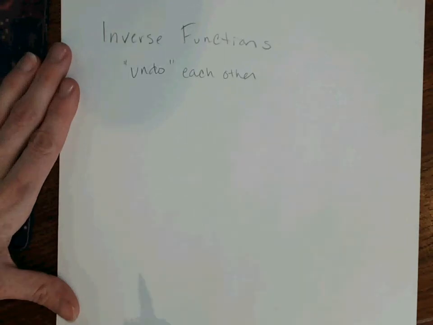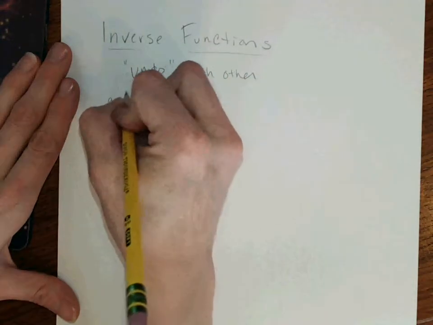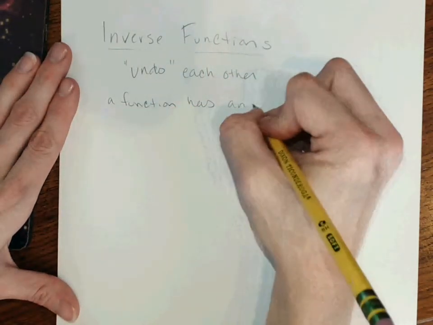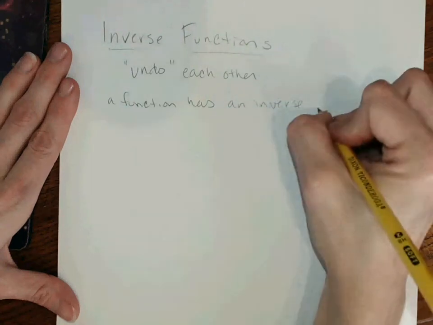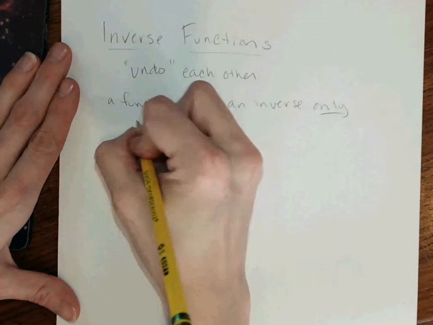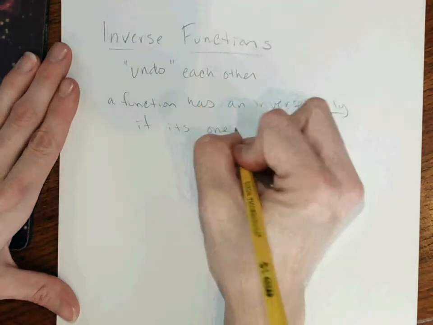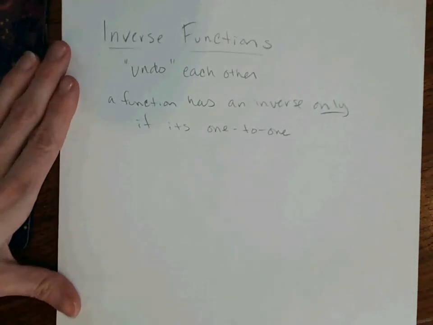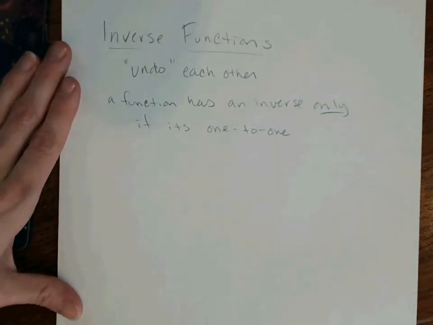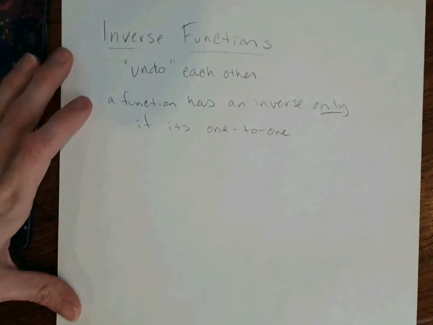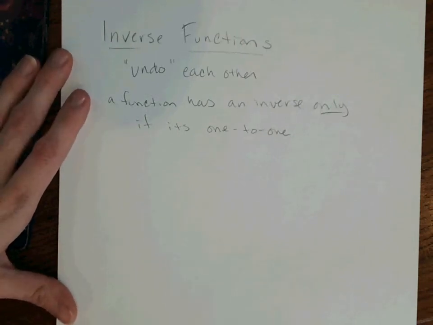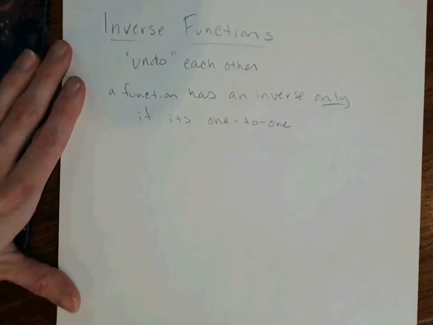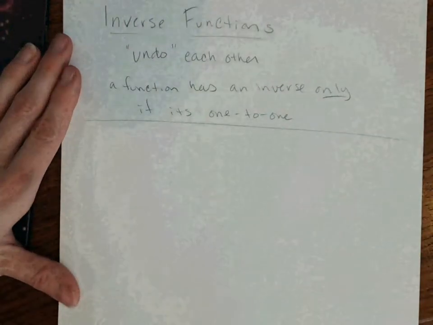We looked at one-to-one functions because a function has an inverse only if it's one-to-one. If I have a one-to-one function, then I can find the inverse, and my inverse is also a function. If I have a function that is not one-to-one, then it doesn't have an inverse that is also a function. And we want things to be functions so that we can use our function notation and really use them. So that's why we've looked at those one-to-one functions.